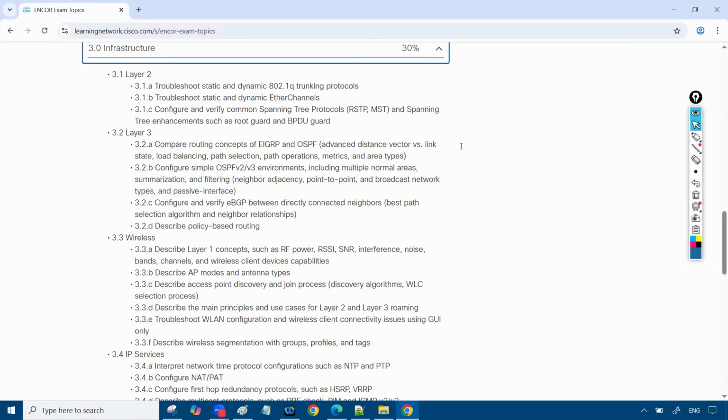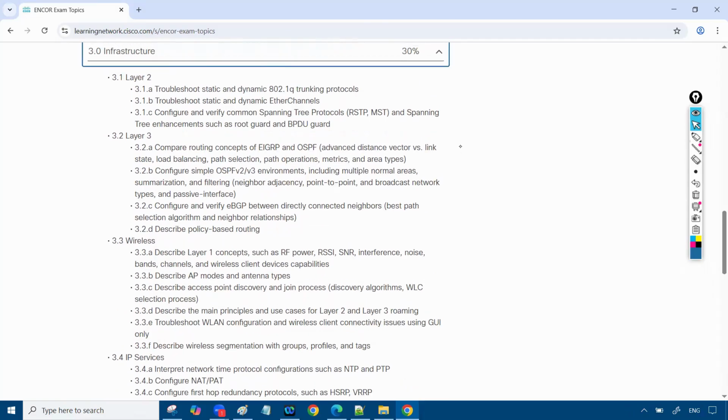Layer 3 infra is going to talk about routers, where you're going to implement routing protocols like OSPF version 2 and 3, EIGRP, and BGP, how you can enable authentication, how you can do summarization, and many more things. So that's layer 2 and layer 3, right?